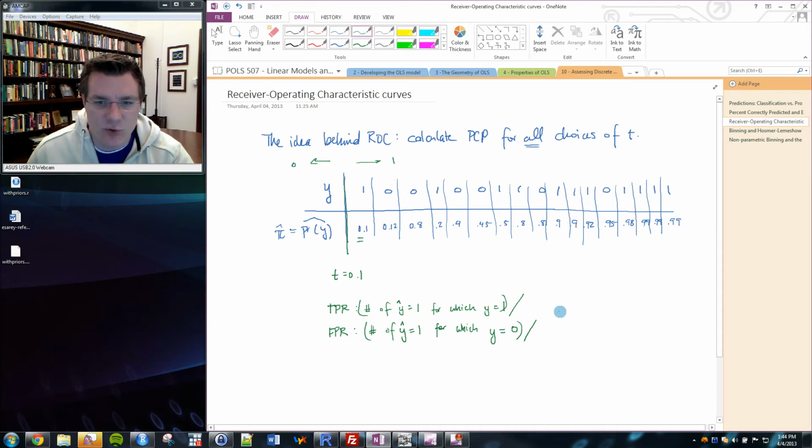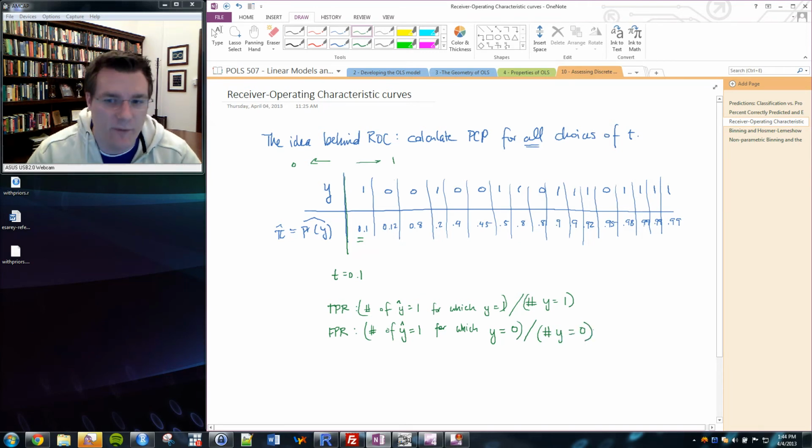And in the case of true positive rates, we're looking at the proportion of true positives as a proportion of the number of total positives. So that's the number of cases for which y equals 1. For the false positive rate, we're looking at the number of false positives as a proportion of the number of total negatives. So a false positive rate of 1, for example, would imply that every single case for which y equals 0 is classified as y hat equals 1. That's all false positives. So there's the TPR and the FPR.